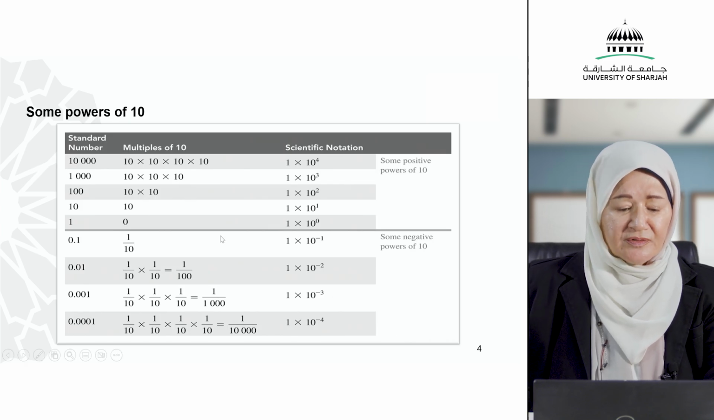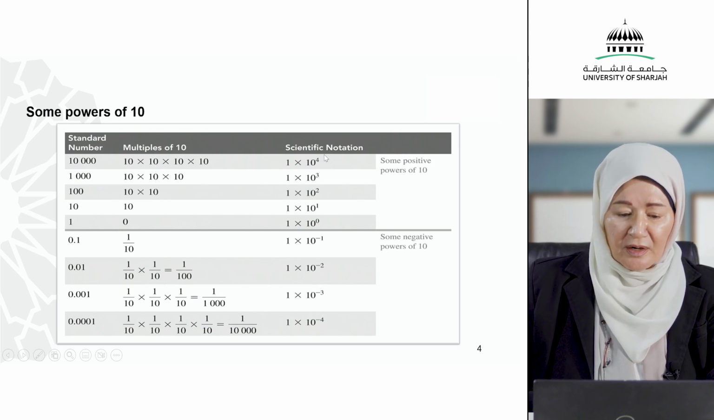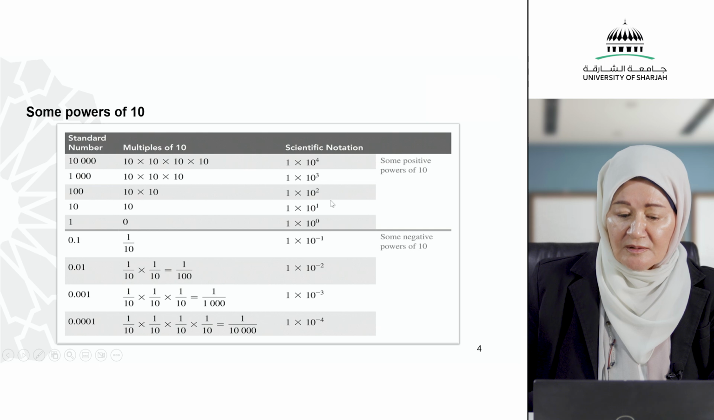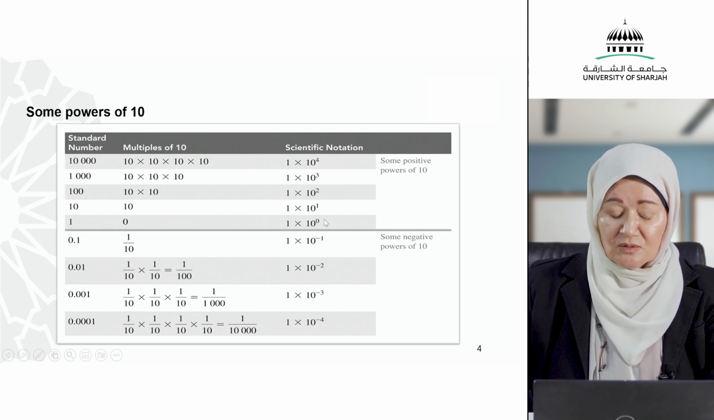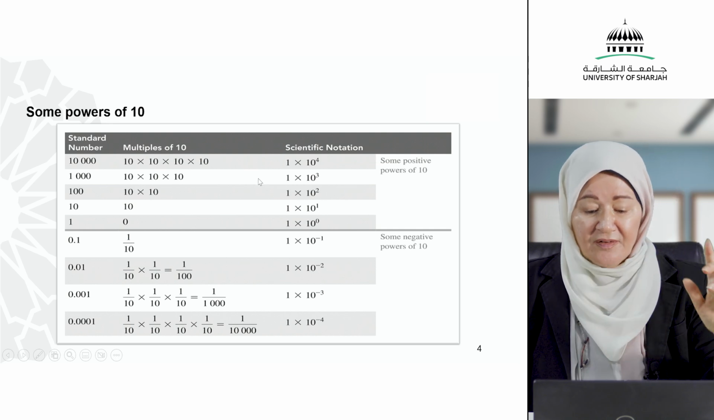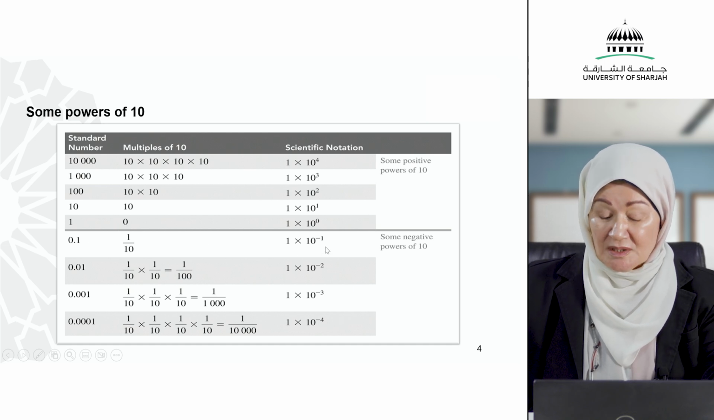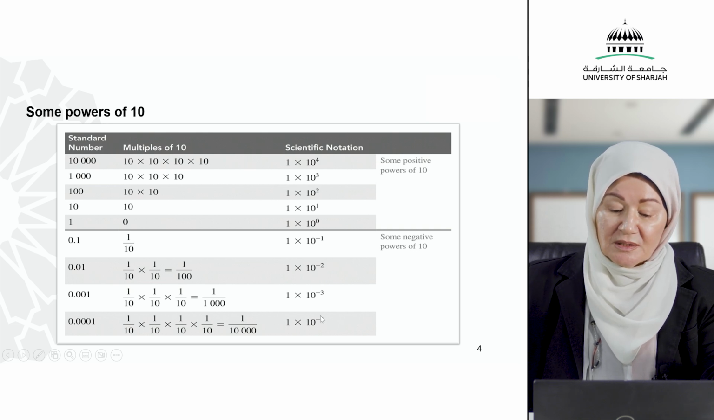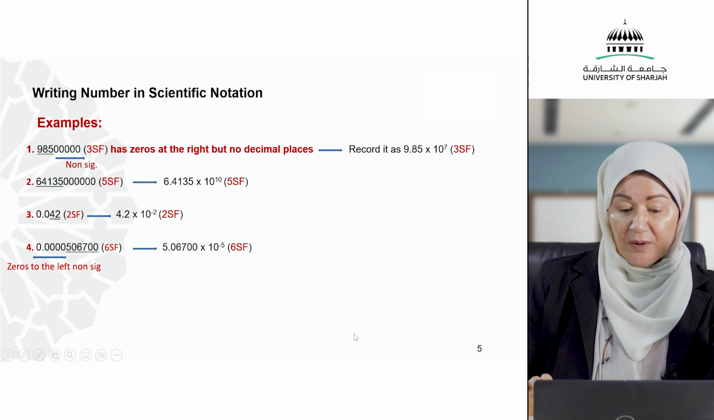Here I have some powers of 10. 10,000 means 1 times 10 to the 4. 1,000 is 1 times 10 to the 3. 100 is 1 times 10 squared. 10 is 1 times 10 to the 1. And 1, of course, is 1 times 10 to the 0. Whereas with decimals, 0.1 is 1 times 10 to the minus 1. 0.01 is 1 times 10 to the minus 2. 0.001 is 10 to the minus 3. 0.0001 is 10 to the minus 4.